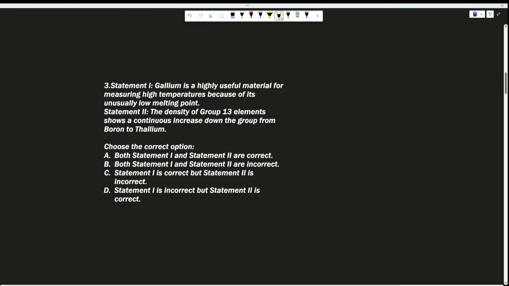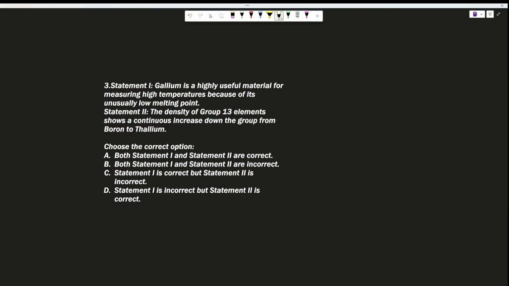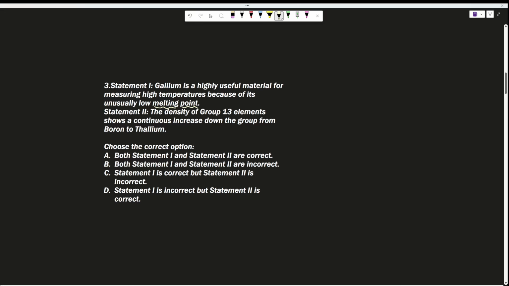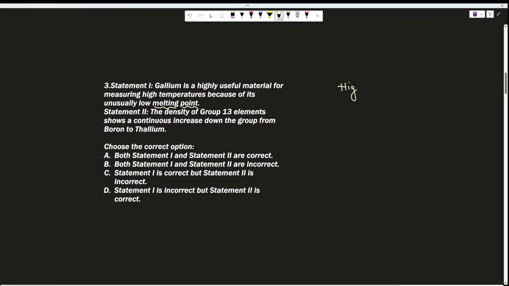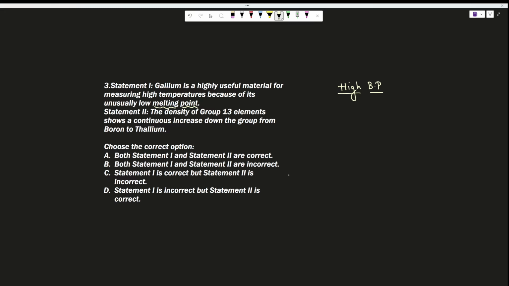Here statement 1 says gallium is a highly useful material for measuring high temperatures because of its unusually low melting point. See, this is actually true, that is, gallium is a highly useful material for measuring high temperatures. But it is not because of its low melting point. It is because of its high boiling point. When the boiling point is very high, it means that it can withstand high temperatures. Right. So, it is a useful material for measuring high temperatures.